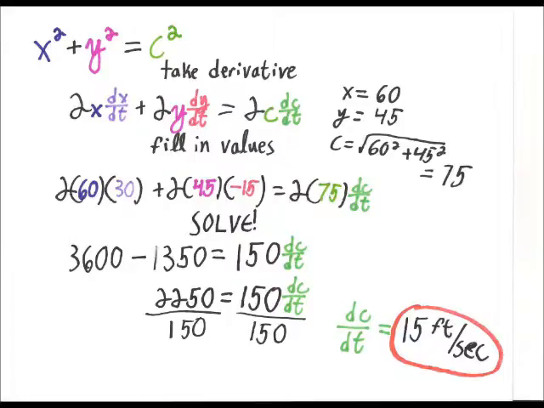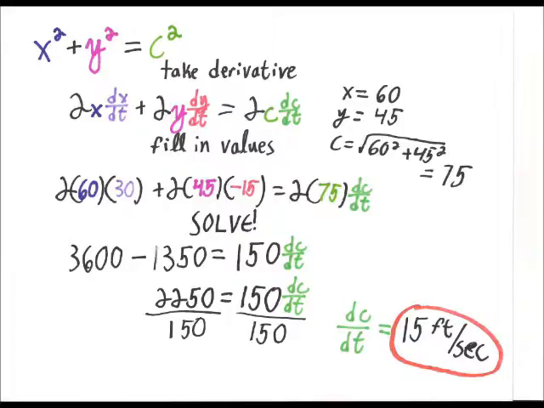Once you have the derivative, it should read 2x dx over dt plus 2y dy over dt equals 2c dc over dt. However, before you solve, you need to find the distance of c when x is 60 and y is 45 by using the Pythagorean theorem. So you square 60, square 45, add them, take the square root, and you should get 75.